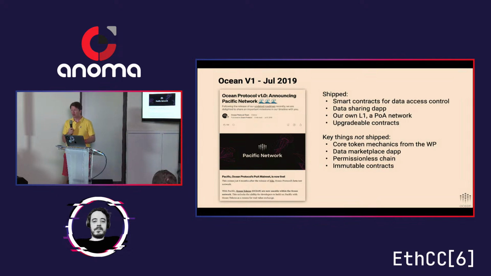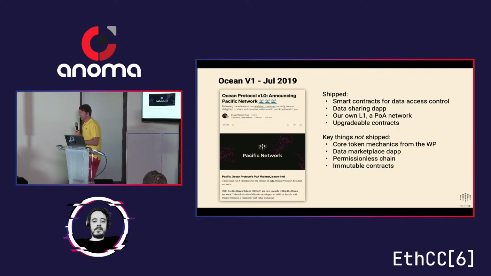In V1, we raised money. Our ICO and IEO were in March of 2018. So about a year later, we shipped V1. And it had its own network. We actually had a POA network. It had smart contracts for data access control. It had a DApp for data sharing, and it had upgradable contracts.